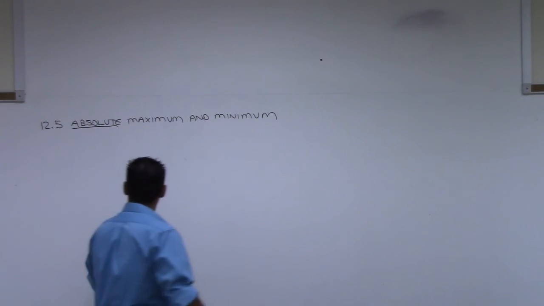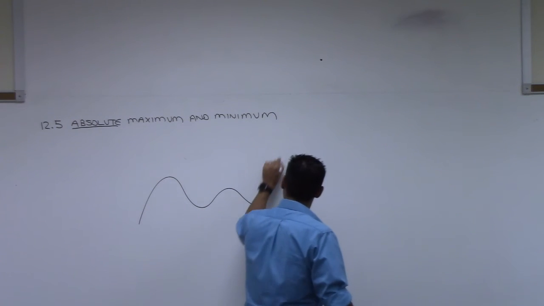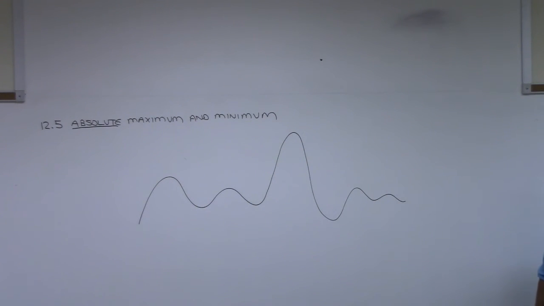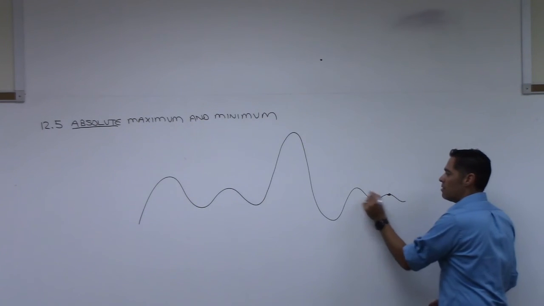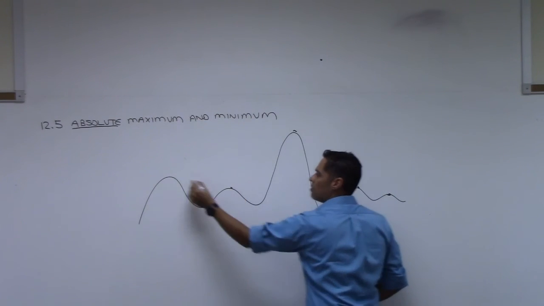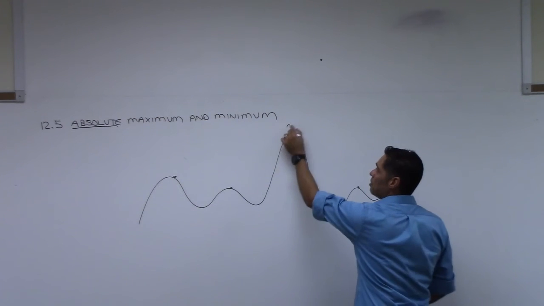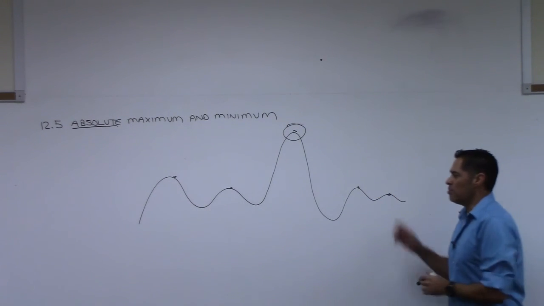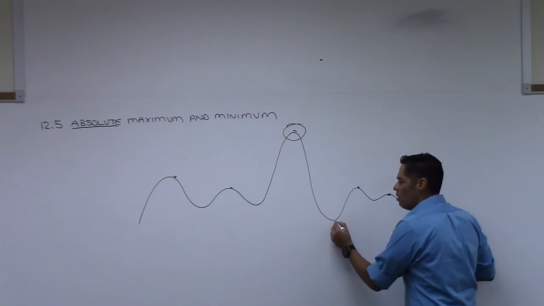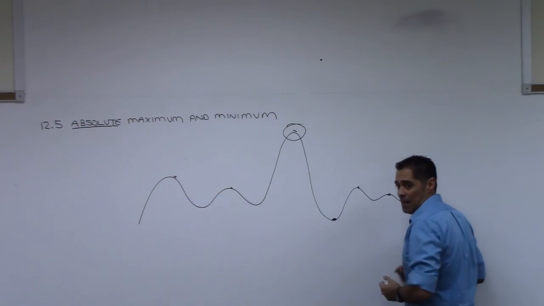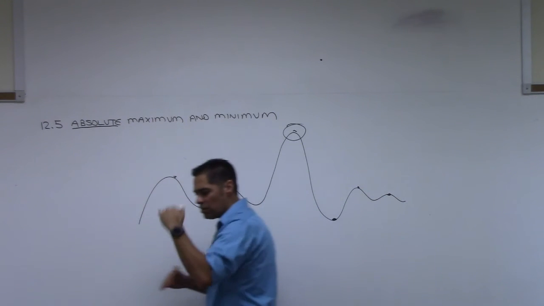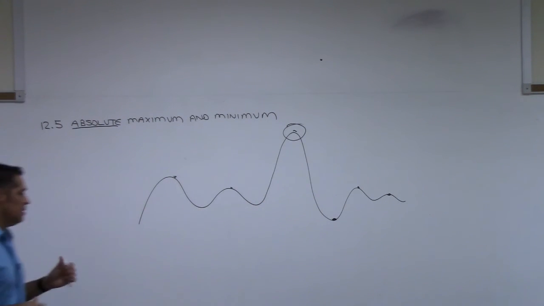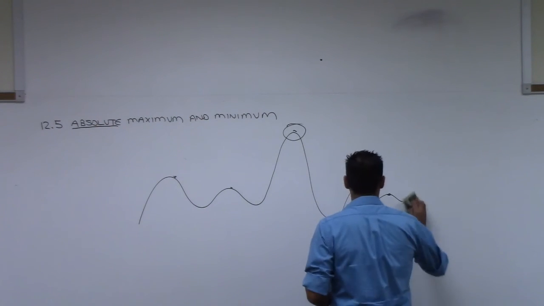For example, we could have a function like this. Let's say we have a function like that. That has lots of local maximums, right? We got local max, local max, local max, local max, local max, but we only have one absolute maximum, and that's up there. Same with the minimums. We have a bunch of local minimums, but there's only one absolute minimum, and that's right there. So can we find those 2 points? The answer is yes, but we need one condition before we can do it.